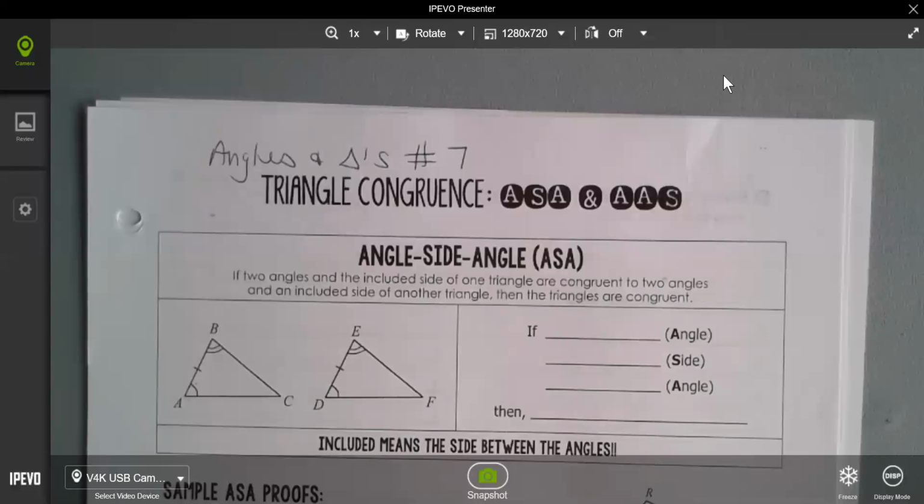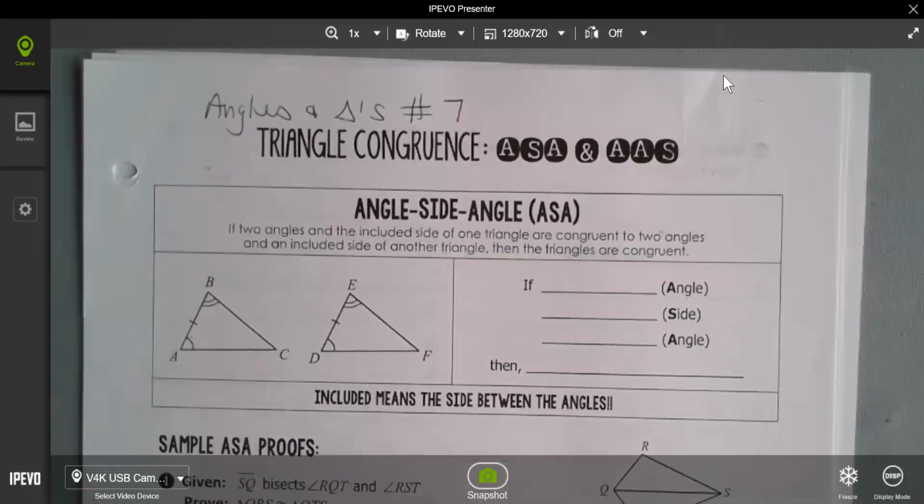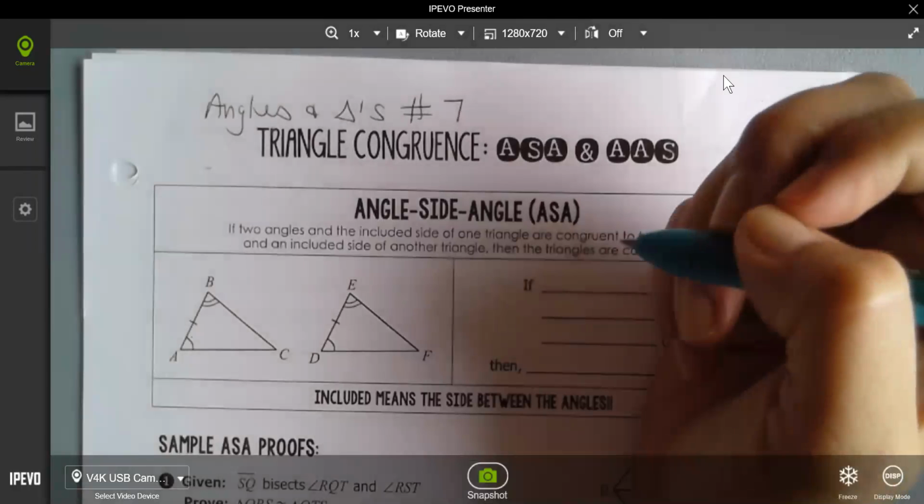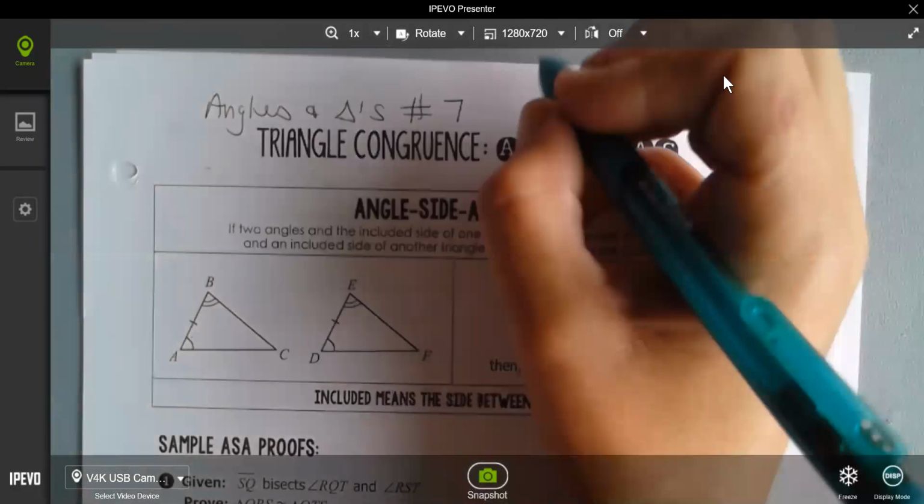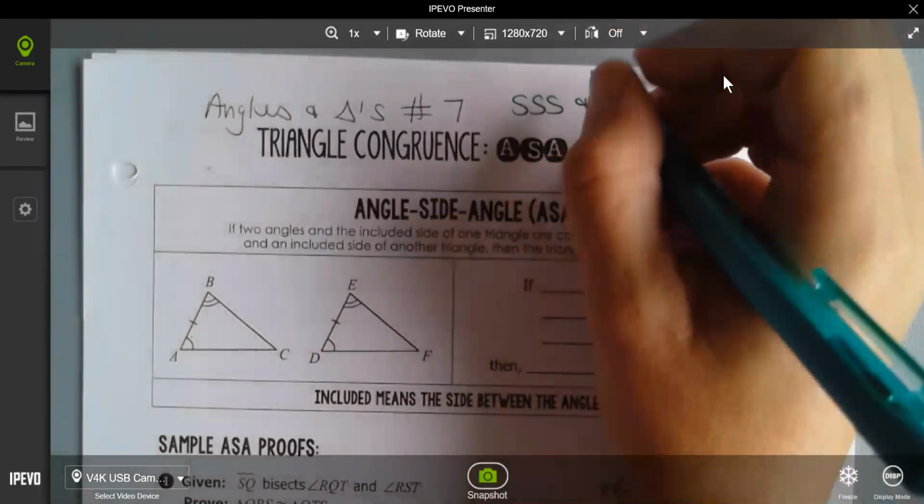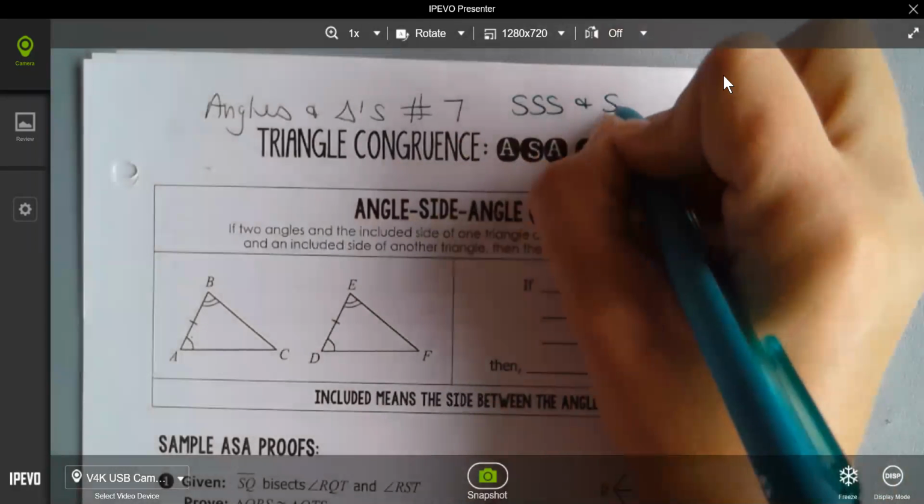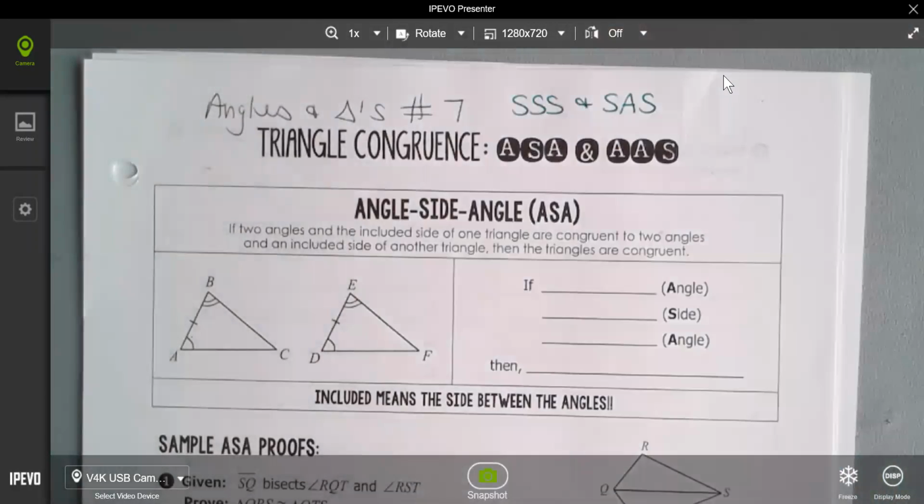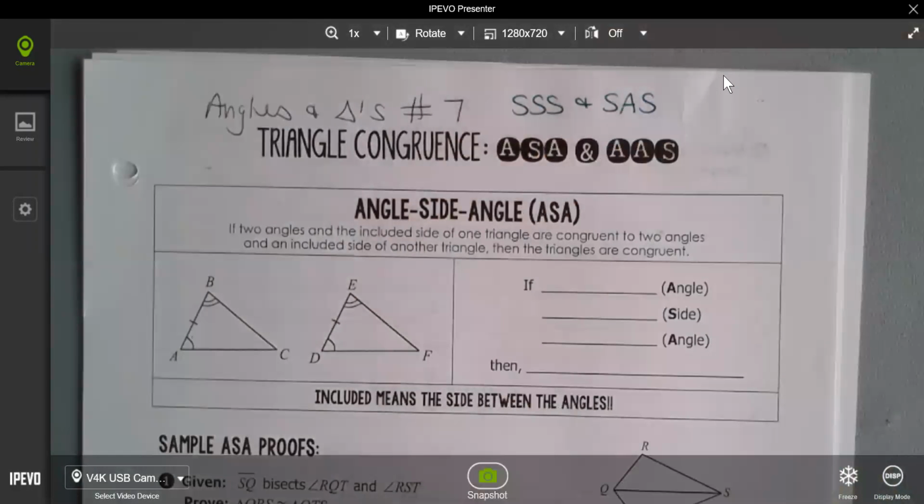Kiddos, this is angles and triangles number 7. Yesterday we learned about 2 ways to prove that triangles are congruent. We learned about side, side, side, and we learned about side, angle, side. Today we are going to add on 3 more ways to prove that triangles are congruent.